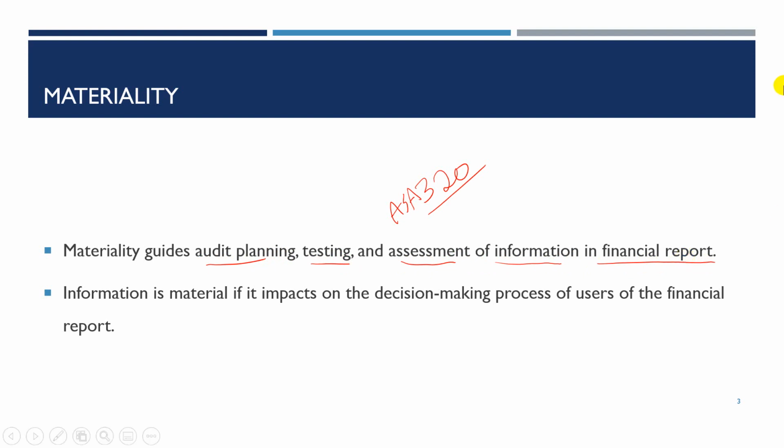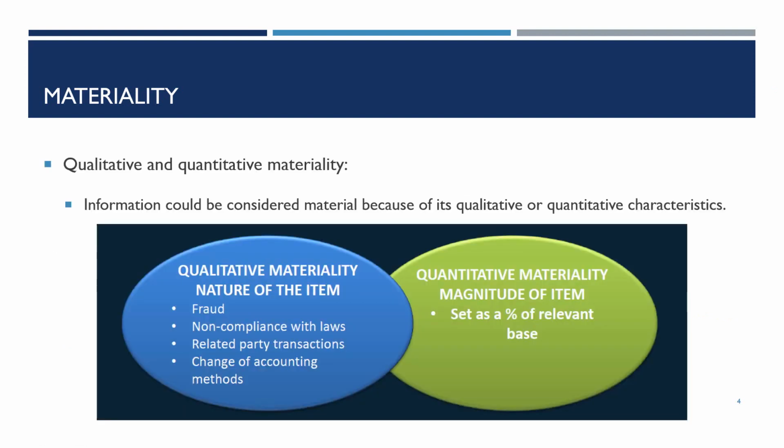So what is materiality? Any information which impacts on the decision-making process of users of the financial report is considered material. This includes information that's misstated and information that's omitted but should be disclosed. Information could be considered material because of its qualitative or quantitative characteristics.